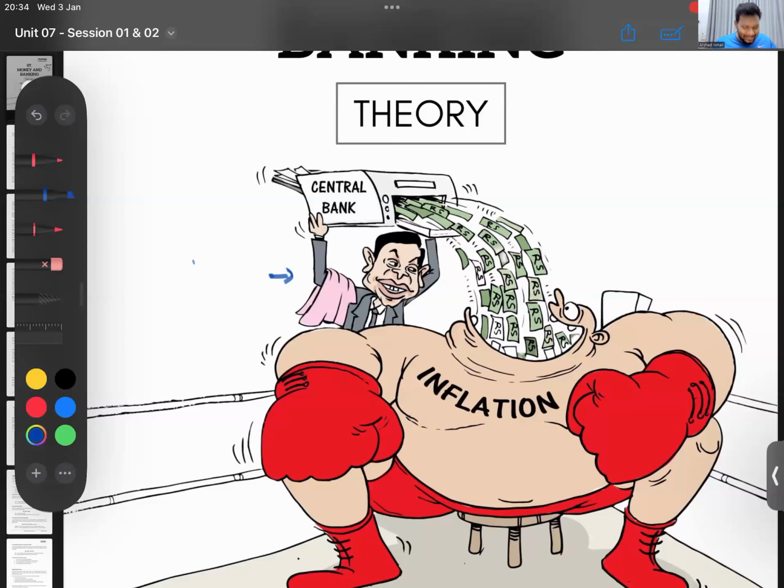I will explain the meaning behind this cartoon also, how the central bank printed money and how that increased inflation. Remember last year prices went very high. So we'll talk about the reasons for that. Very interesting stories. We'll come to those.